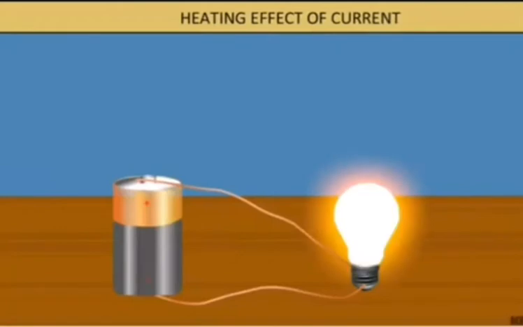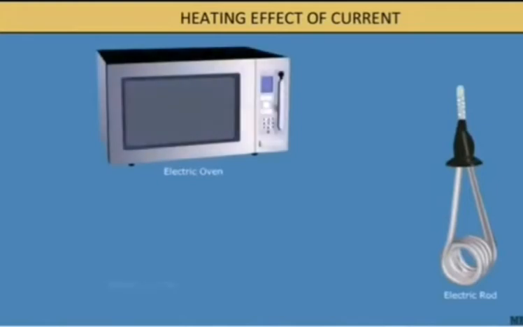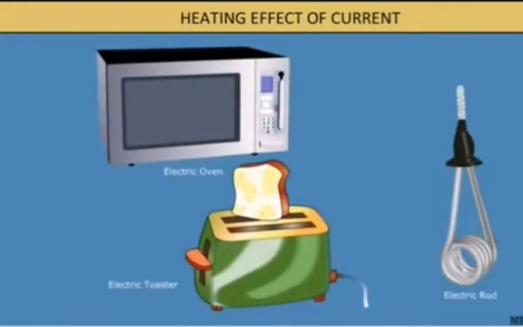Now moving towards the heating effect of current. When an electric bulb glows continuously for a long time, it becomes very hot as some part of the electric energy is converted into heat energy. This is known as the heating effect of current. The heating element in many electric appliances such as electric rod, oven, and toaster is made of nichrome alloy.